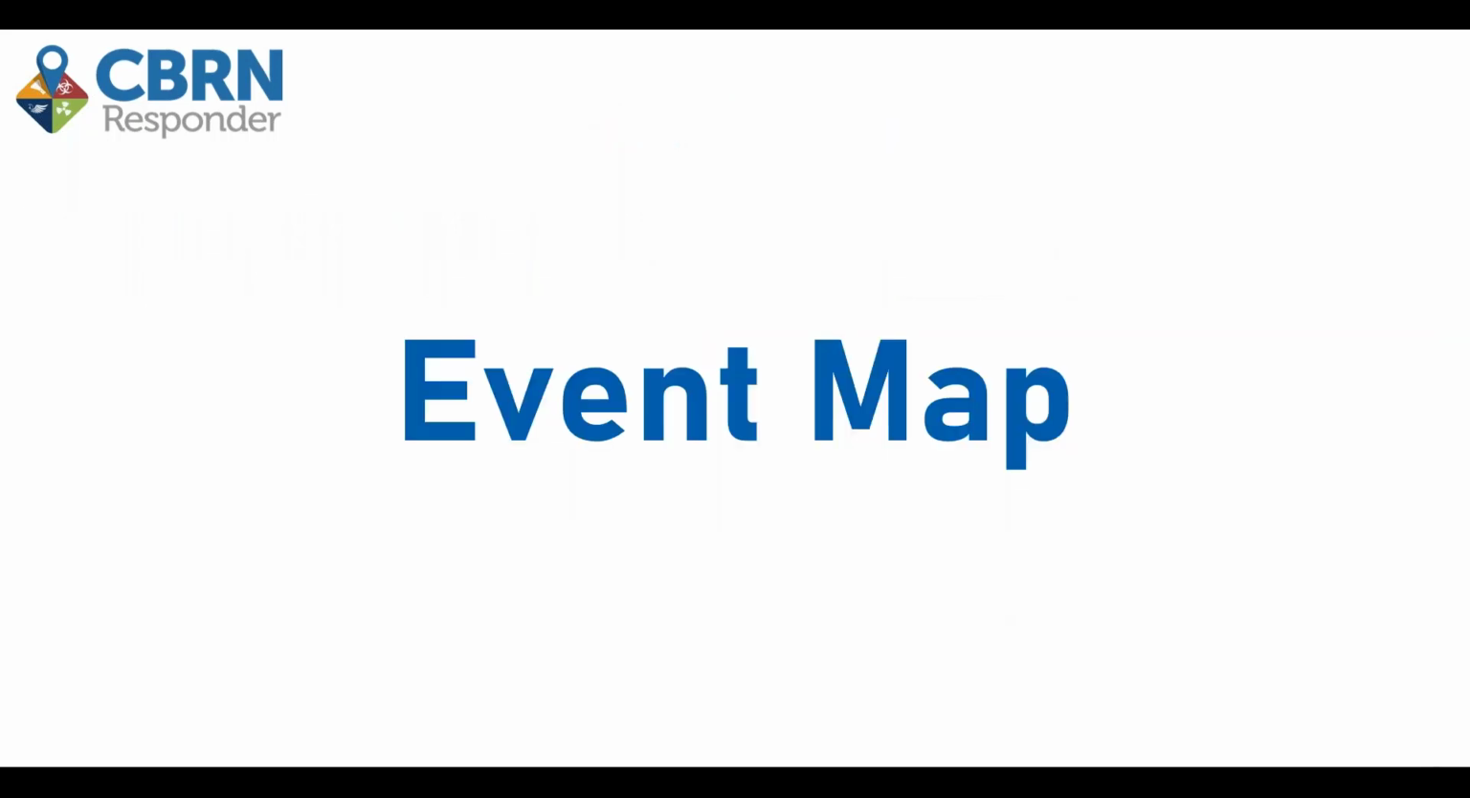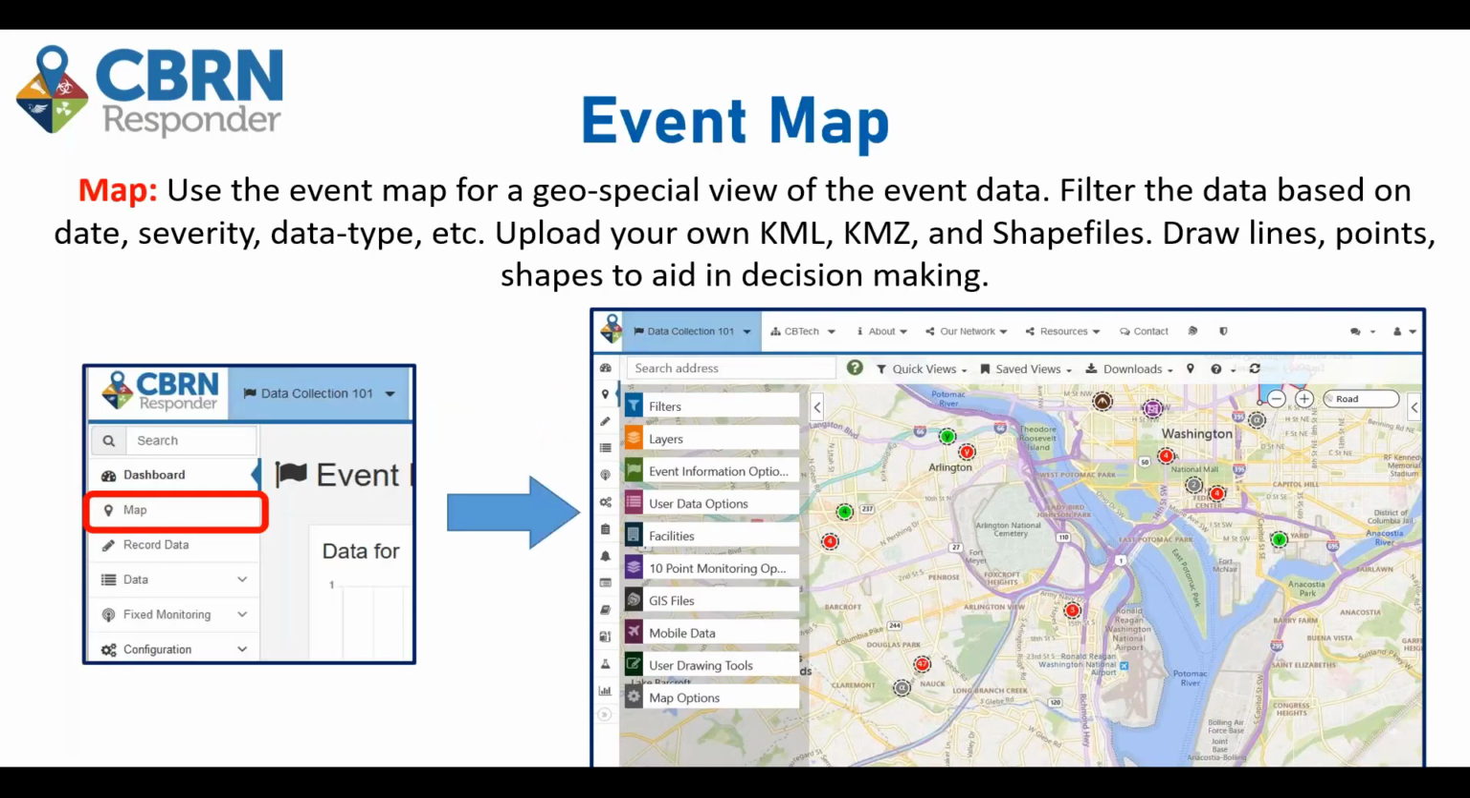The event map is a really great place for you to actually visually see all parts of your event. So you can see geospatially where things are in relation to your data, to facilities, things along those lines. To access the map, you'll see that on the left-hand side menu under Dashboard. And on the map, we allow a lot of customization for you to filter your data, enable specific layers, upload files, create user drawings.